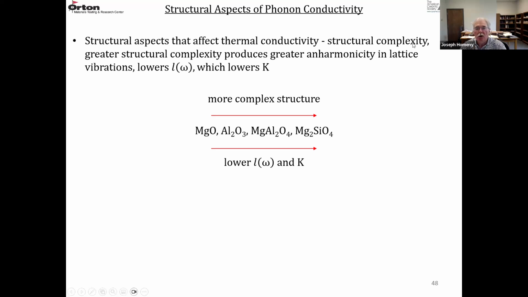If the structure becomes more complex, that lowers the mean free path. So the more complex the structure, the lower the mean free path. And as L omega decreases, that lowers the conductivity. So here's some refractory materials, MgO, Al2O3, spinel, and phosphorite. So as these materials become more complex, the crystal structure becomes more complex, the mean free path goes down, and the conductivity goes down. So MgO and alumina are very high conductivity materials for refractories.